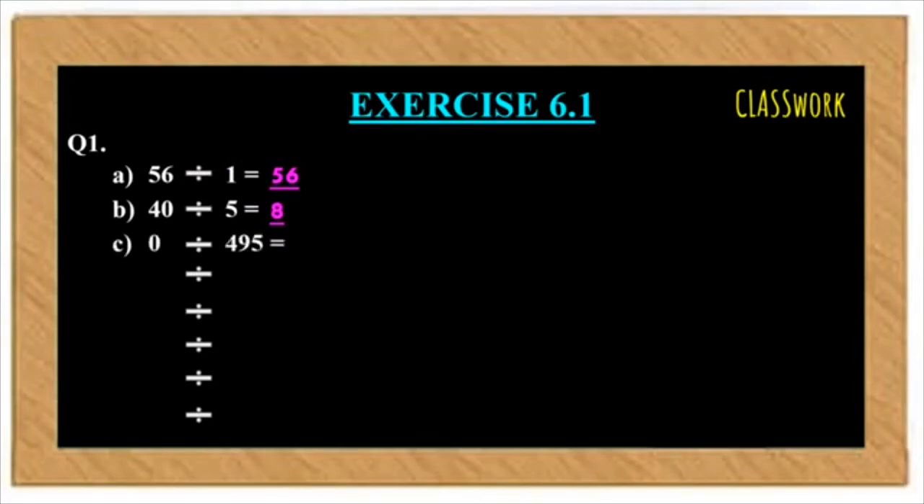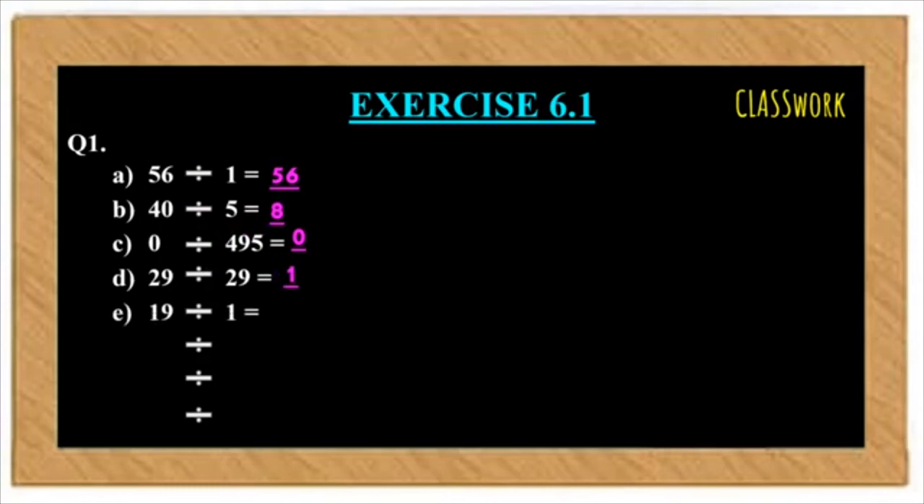Next question on the screen is 0 divided by 495. From the properties of division which we have learned, we know that when we divide 0 by any number, we get the answer as 0. The next question says 29 divided by 29. Children, if you remember, we have studied that when we divide a number by itself, we get 1 as the answer.